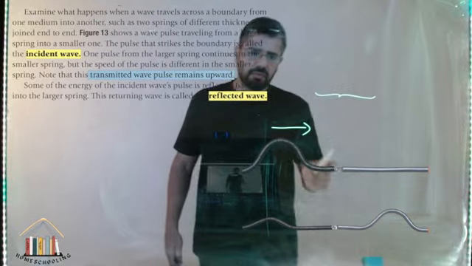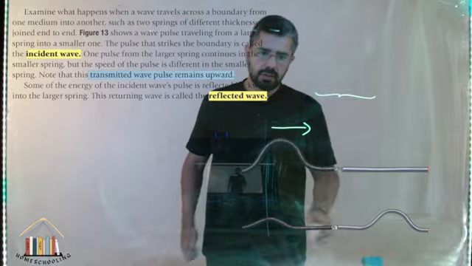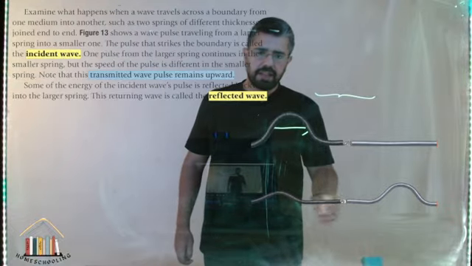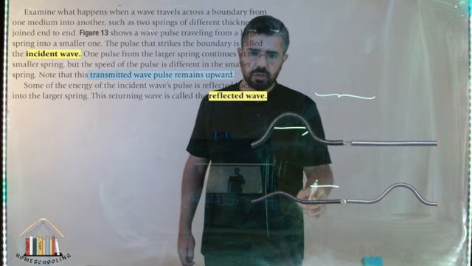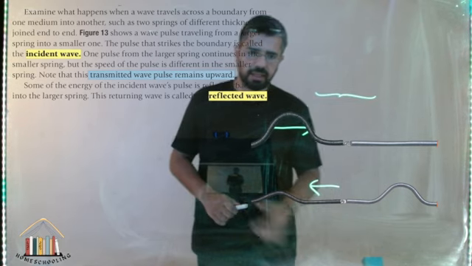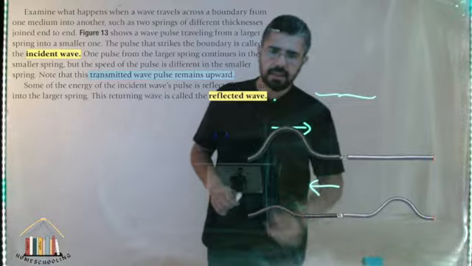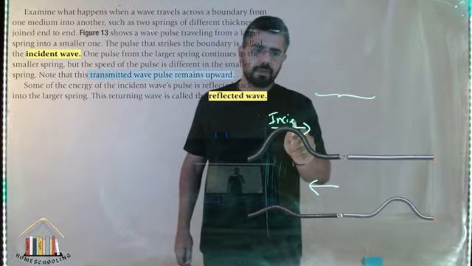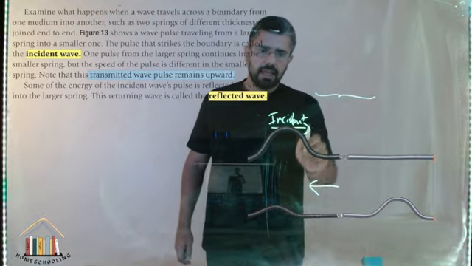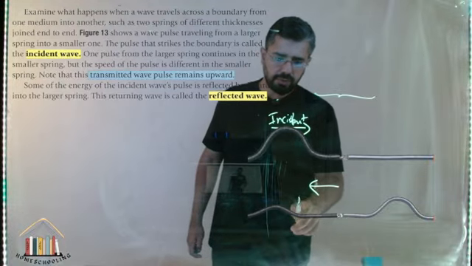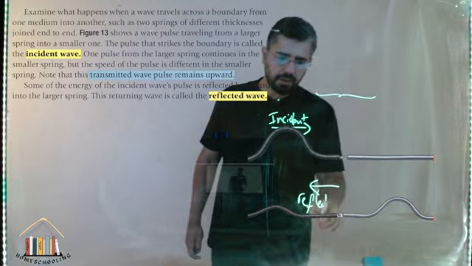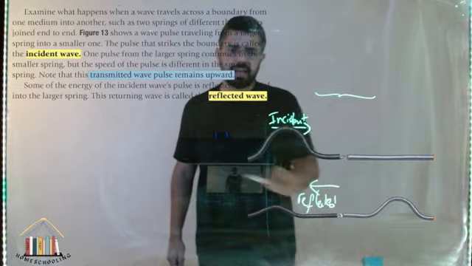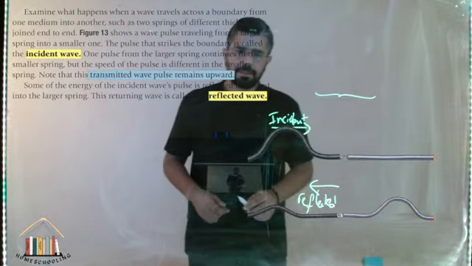Part of the wave, when hitting the boundary, look at the second picture here, will be reflected, so it will go back. So that's the main one, the incident wave, it's called incident. And that's called the reflected wave. All right, why is it reflected? Because it bounces back, it goes back again.